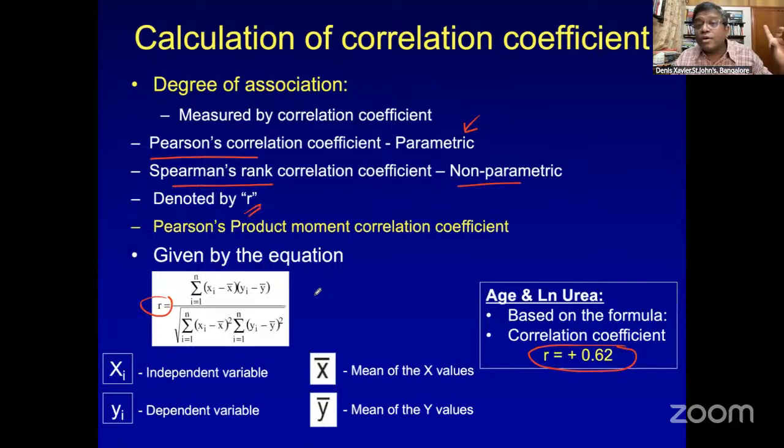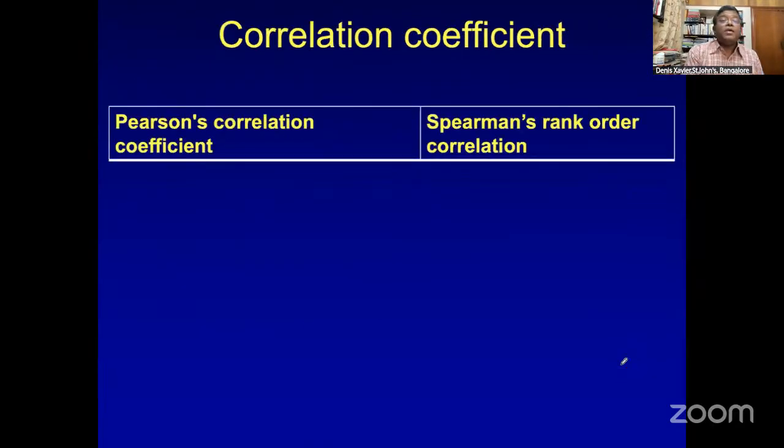We are talking about urea, age and log normal urea. When I put that 20 people's data here, the independent variables, each of them, X bar and all of this, whatever is needed here is available in that table. And I got R equals 0.62. What this 0.62 means is what we as doctors must understand. Okay, not that formula.